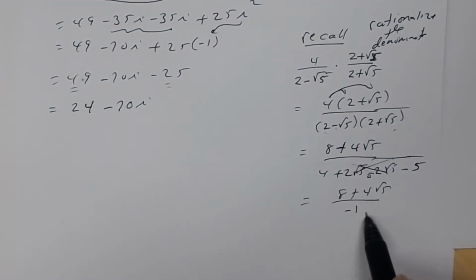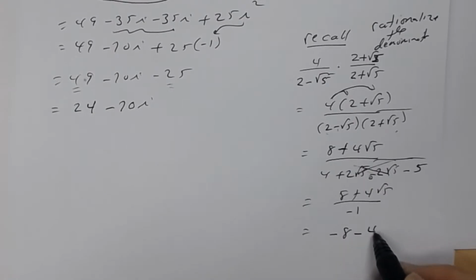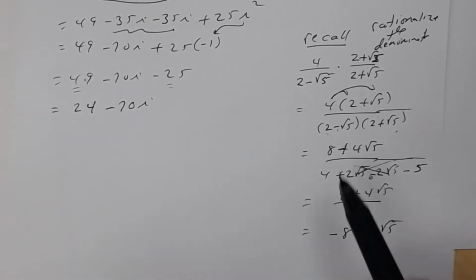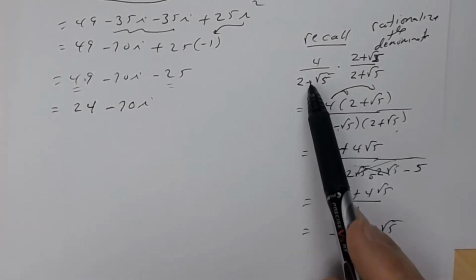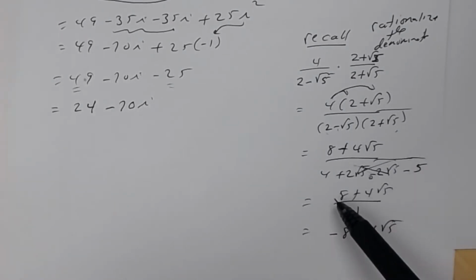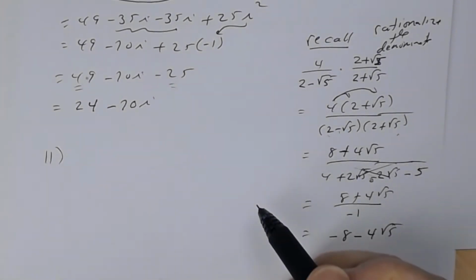And so, since that's just negative 1, let's go ahead and divide both terms of the numerator by negative 1. So I get negative 8 minus 4 square root of 5. All right? And so notice that I did rationalize the denominator, because if you look at negative 1, that is a rational number. So I went from an irrational number to a rational number. Okay? So in number 11, you can use that same idea.